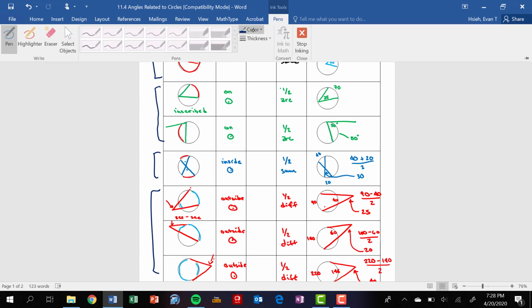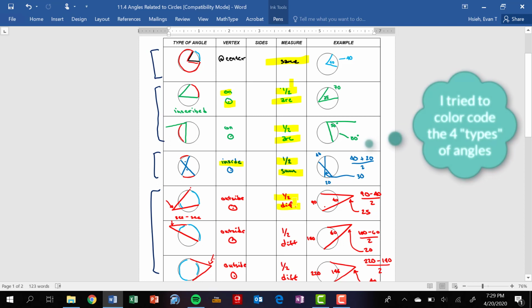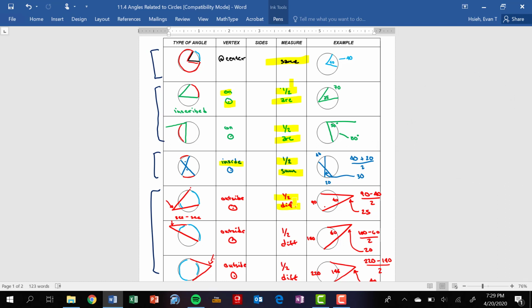There's 4 things you need to remember here. So if you look at this, when the vertex is at the center, the measure of the angle is the same as the measure of the intercepted arc, or what the Pac-Man is eating there. When it's on the circle, it's going to be half of the arc that it's eating. When it's inside the circle, it's going to be half the sum. And when it's outside of the circle, the vertex is outside of the circle, it's going to be half the difference. So we'll go ahead and try some of the problems on the next page.